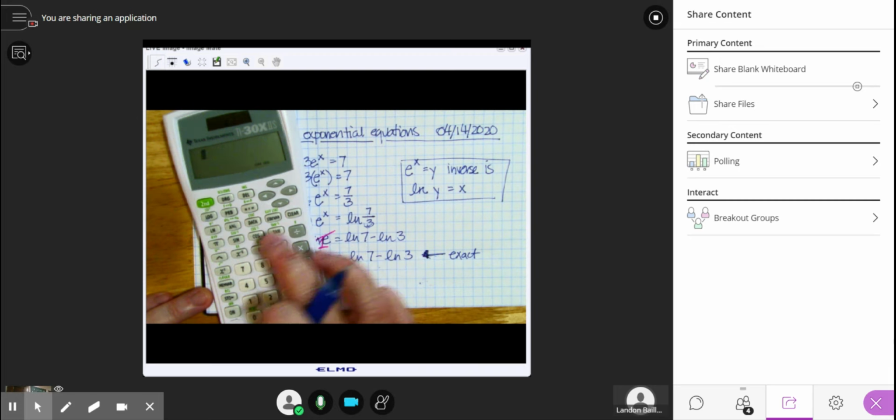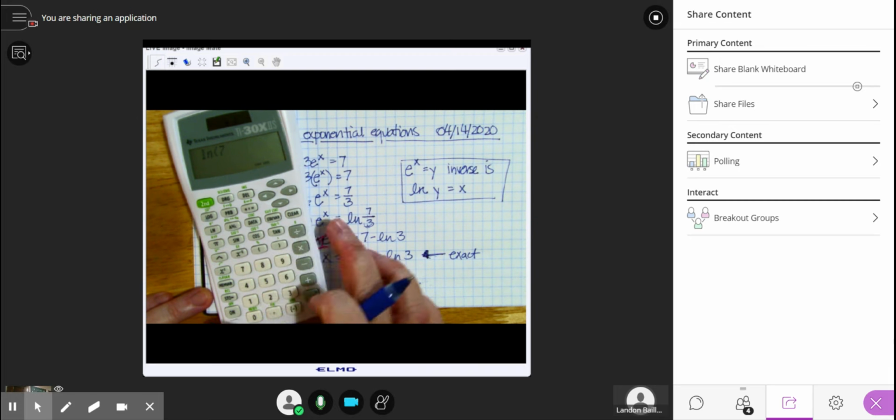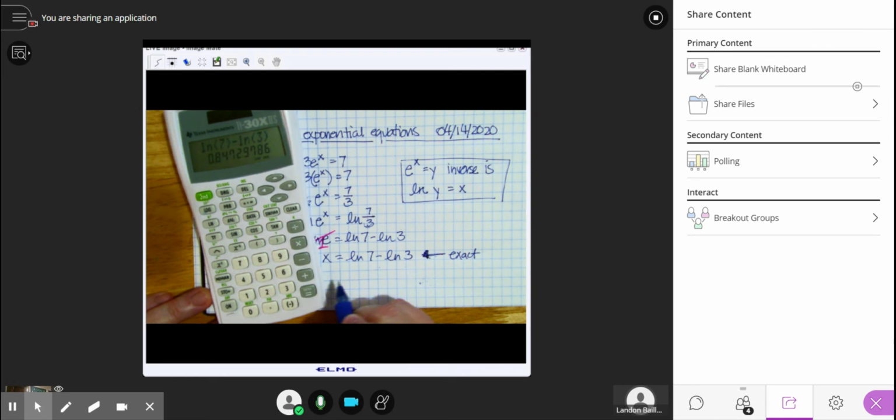I got to watch my parentheses. ln 7 minus ln 3 is 0.847 if we're going to 3 places.